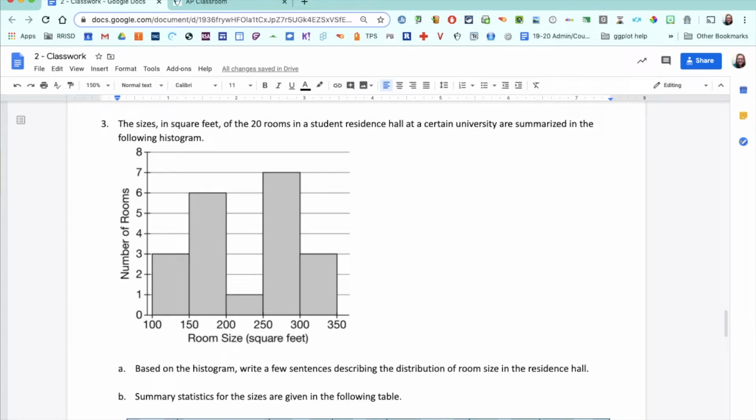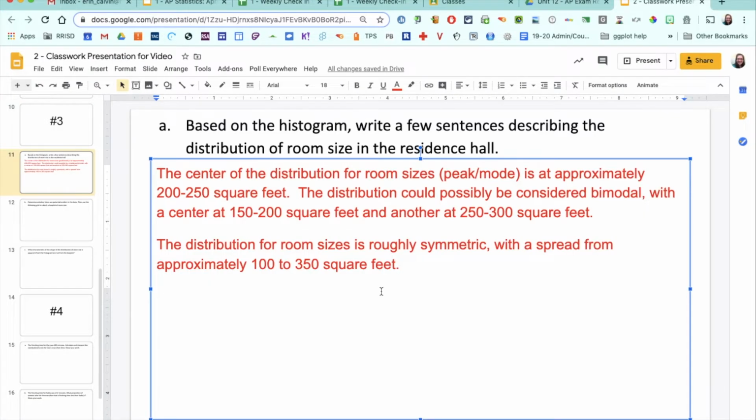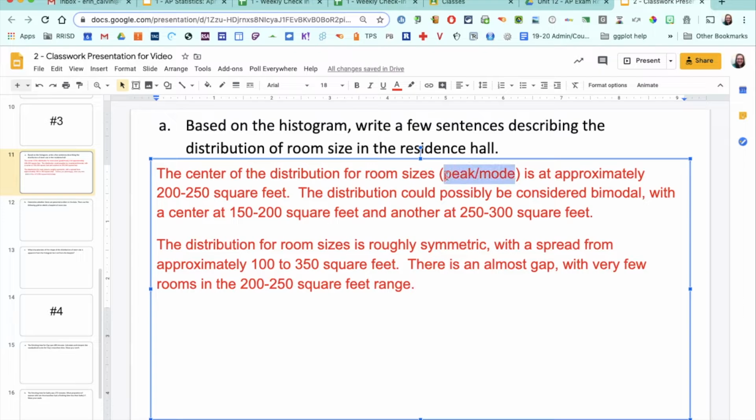And then the last thing, which I kind of skipped over, was the U in CUSS, which is unusual features. There are no outliers. We may mention that the drop in number of rooms in the 200 and 250 square feet range might be considered an unusual feature. It's not a complete gap, but we definitely see a pretty major drop, and I would mention that as an unusual feature.